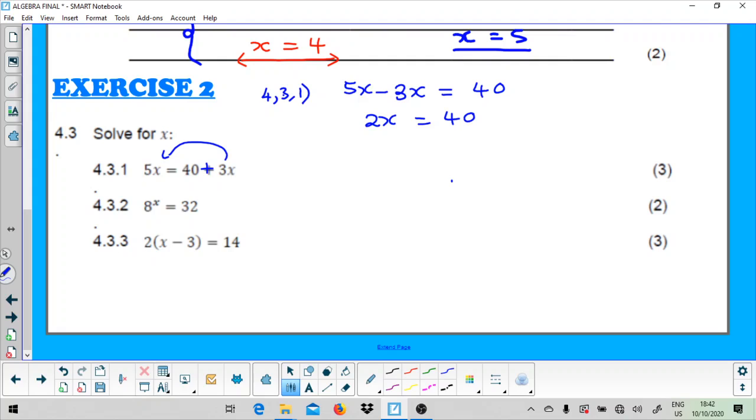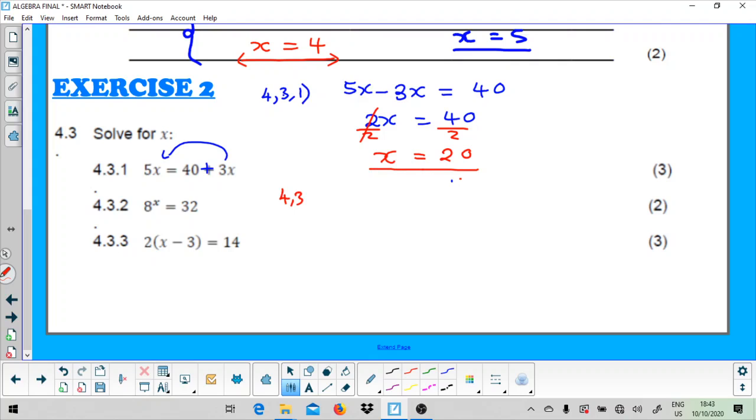What is the next thing you do to get to your x? Well, you divide by 2 both sides. So the 2's will cancel, and then 40 divided by 2 will be 20 as your solution for that one. So I hope you got that one right.